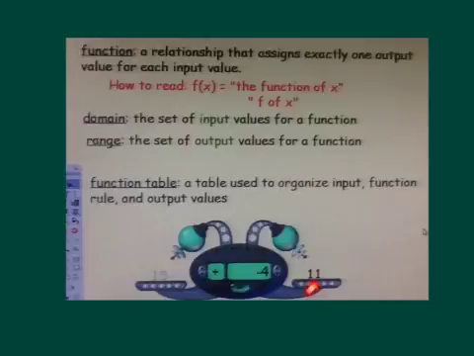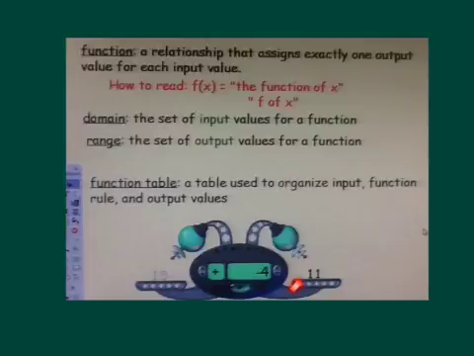So every time you have a function, if you put a number in, you'll only get one answer out. There's only one available answer for that particular input. And that's what a function means: exactly one output for every input value. So if you put one number in, you only get one answer. There's not two different answers for that particular input value.